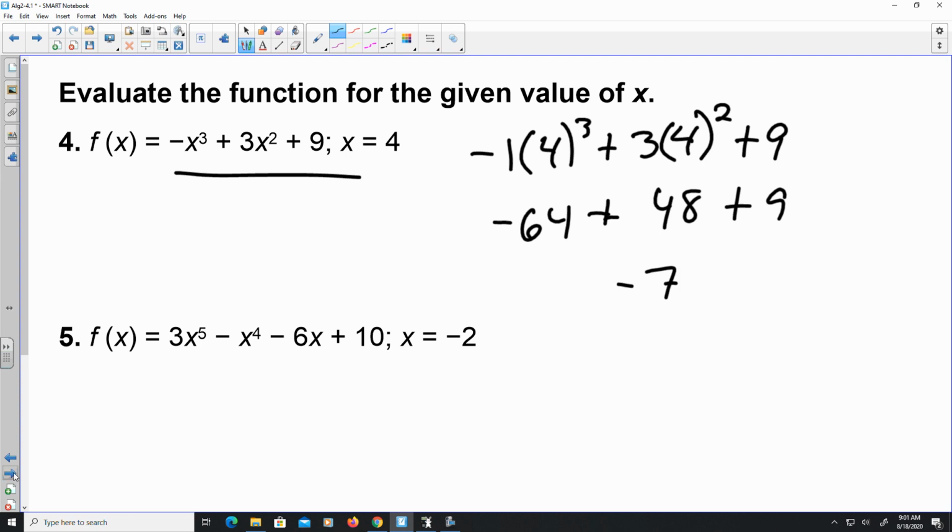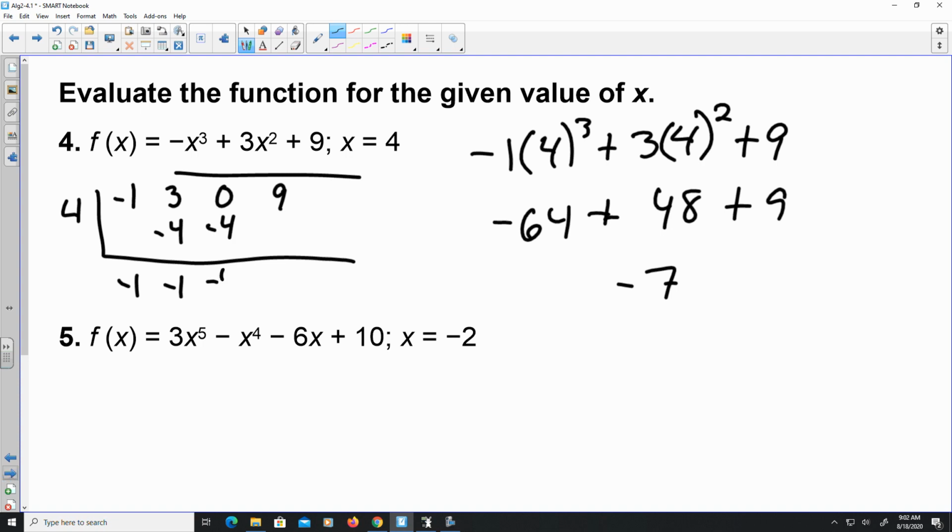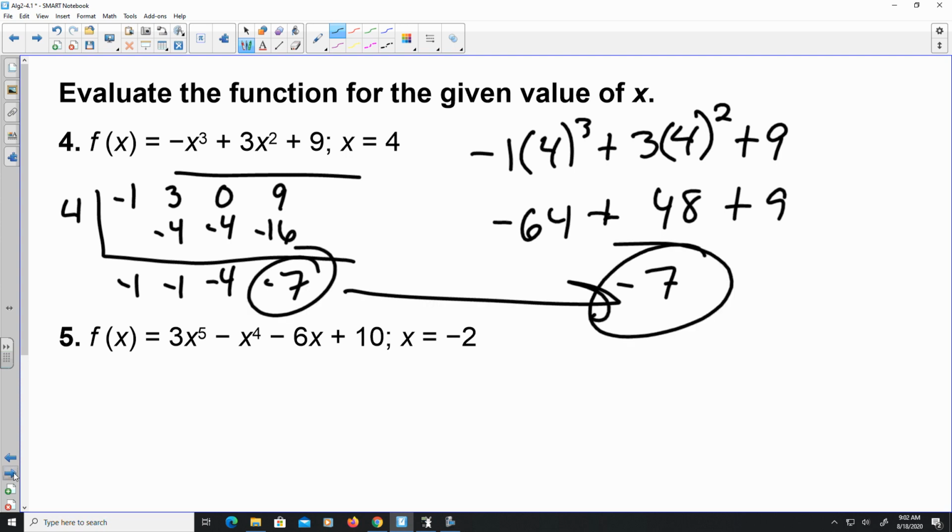But let's see what it looks like using synthetic division. So I got 4 here. My coefficients are -1, 3, 0 because there's no x to the first, and then 9. Let's see if we get -7. So this is -1, and then this will be -4. So this is -1. And then we got -4 again. So now I got -4. Now I have -16, and I get -7. Same as I got here. Okay.